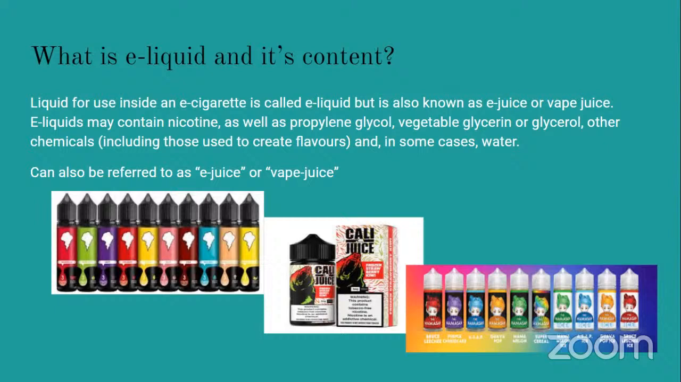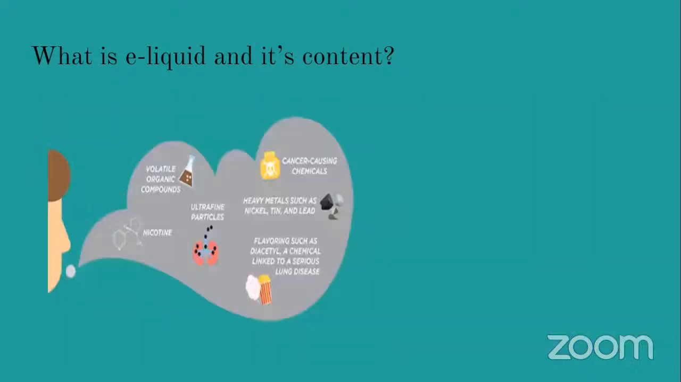It has propylene glycol, vegetable glycerin or glycerol, and other chemicals, which is usually the flavoring, and in some cases it contains water. As we see, it has very inviting, colorful, and flavorful content in various choices, even with a choice of nicotine percentage. With such various choices, it has the nicotine, it has the flavoring, and it can have some heavy metals such as nickel, tin, and lead.